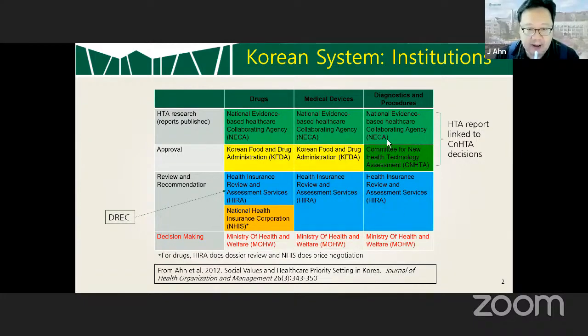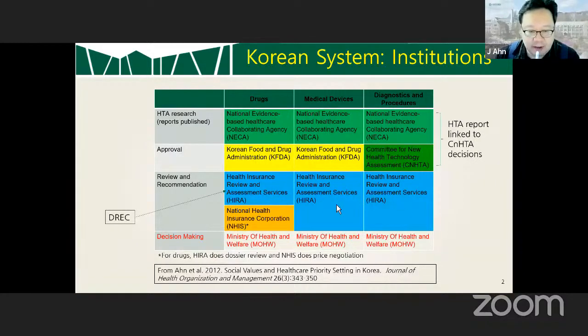There is NECA, which is a research agency. They generate HTA reports. And we have the regulatory agency, which used to be called KFDA, but now it's the Ministry of Food and Drug Safety. And we also have the committee which decides the diagnostics and procedures to be introduced into Korean medicine, called the Committee for New Health Technology Assessment.